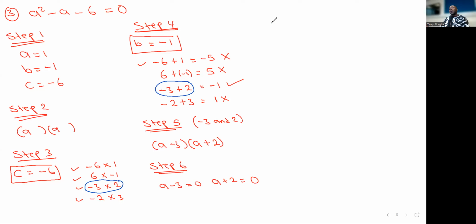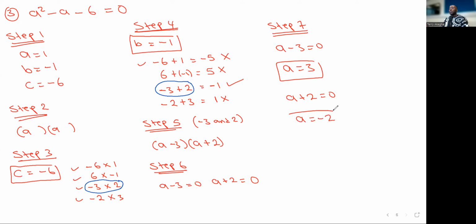0. Step 7, we equate each of them to find the value for a. So it's going to be a minus 3 equal to 0. Take minus 3 to the other side. So a will be equal to what? 3. Then we also have a plus 2 is equal to 0. Take plus 2 to the other side. So a will be equal to minus what? 2. So for this question now, a will be equal to 3 or minus 2.